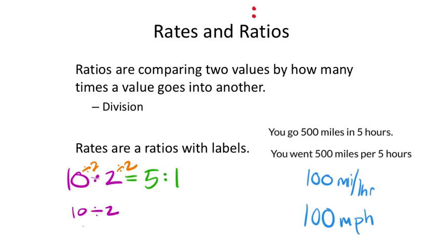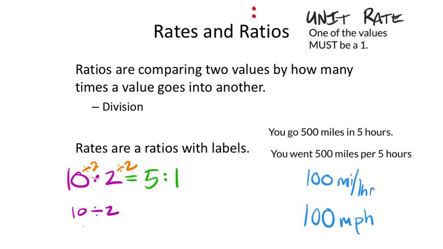So as we've seen in this lesson, they're going to ask for something that is called a unit rate. Like we saw, it was a unit price. But a unit rate is specifically, because remember, a ratio is a comparison of two values. A rate is a comparison of two values that have labels. A unit rate is a comparison of two values that have labels, but one of the values must be a 1. It's usually the second one, right?